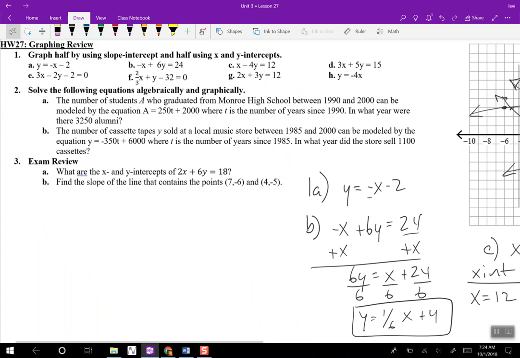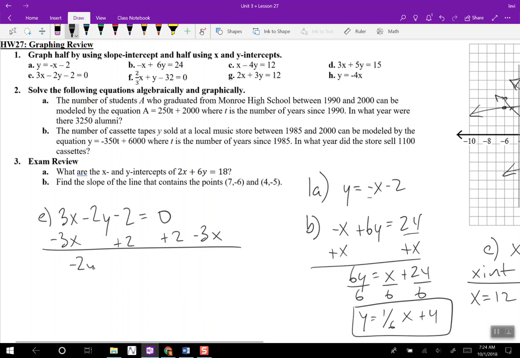Let's look at E. 3x minus 2y minus 2 equals 0. So let's put this in slope-intercept form. So we'll add 2 to both sides, and we'll subtract 3x from both sides. And we'll get negative 2y equals negative 3x plus 2. We can't combine the 2 and the negative 3. They're not like terms. Don't have the same variable. Divide each term by negative 2. y equals 3/2 x minus 1. So our y-intercept is negative 1.